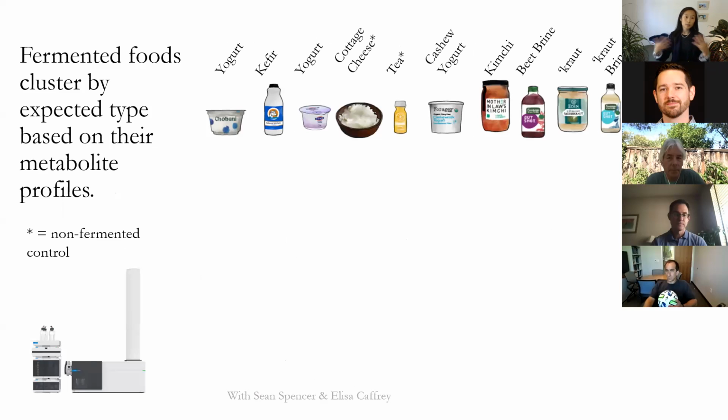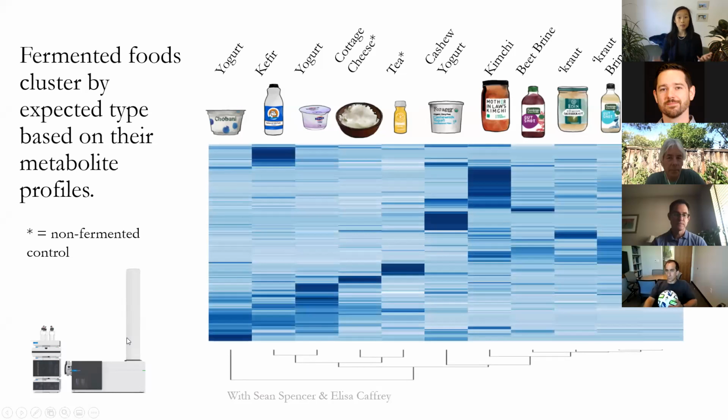So instead of doing poop and blood through this machine, we did a whole bunch of different fermented foods. All of this work is with Sean Spencer and Eliza Caffrey. What we did is ran the metabolomics. This is a heat map showing what was in there. I'm not going to go into specific metabolites that were in there. Darker blue means they were high, lighter blue means they were low. We're just looking at trends.